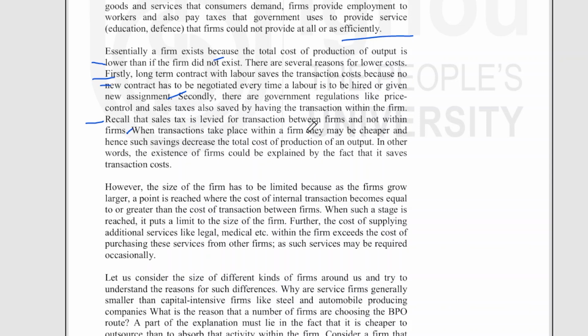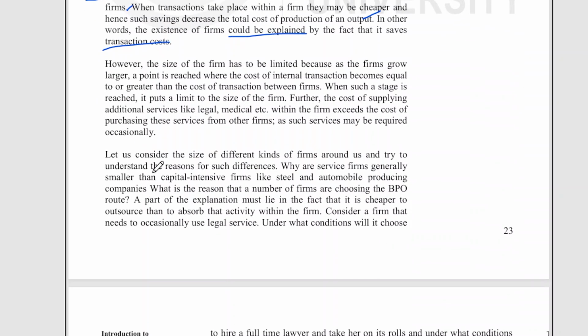When transactions take place within a firm, they may be cheaper and hence such savings decrease the total cost of production of an output. In other words, the existence of firms could be explained by the fact that it saves transaction cost. However, the size of the firm has to be limited, because as firms grow larger, a point is reached where the cost of internal transaction becomes equal to or greater than the cost of transaction between firms. When such a stage is reached, it puts a limit to the size of the firm.